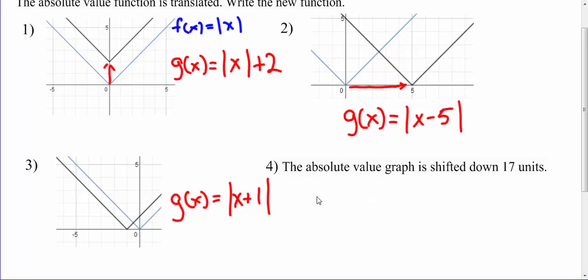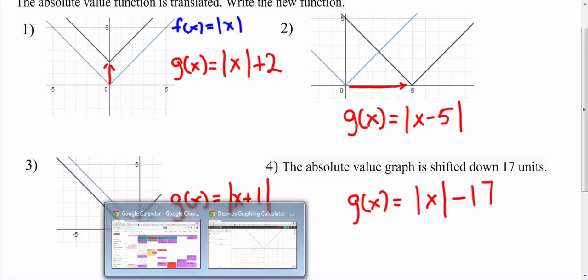All right, now number 4, we don't have a graph, we just have words. The absolute value graph is shifted down 17 units. So if it's going down 17 units, I know that the vertical changes are always outside the grouping, and it just makes sense. Down 17 means minus 17, and that is number 4. All right, let's take a moment.